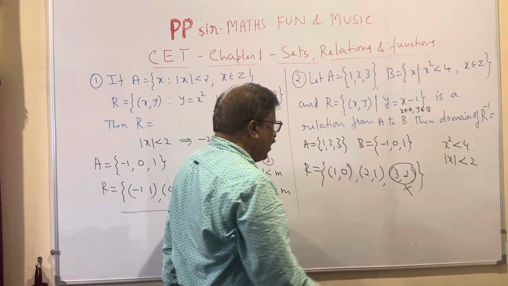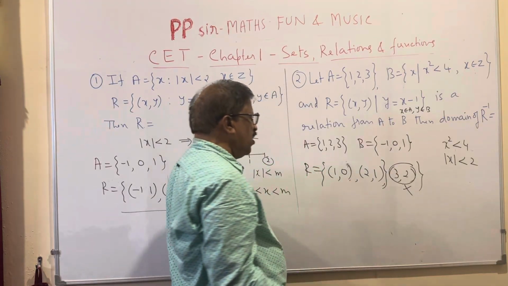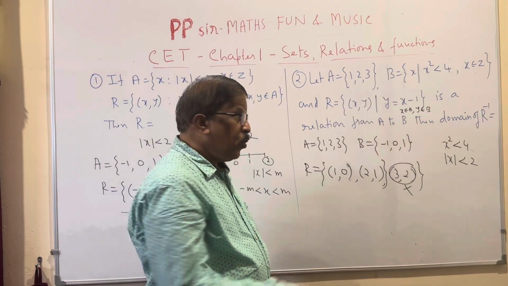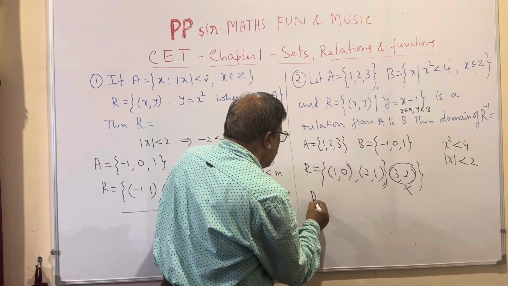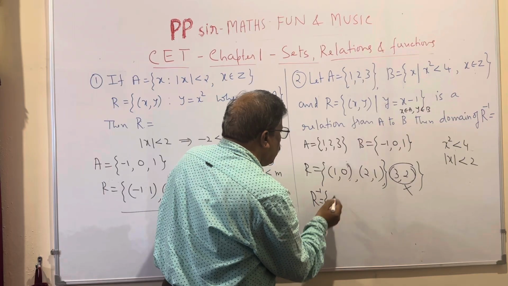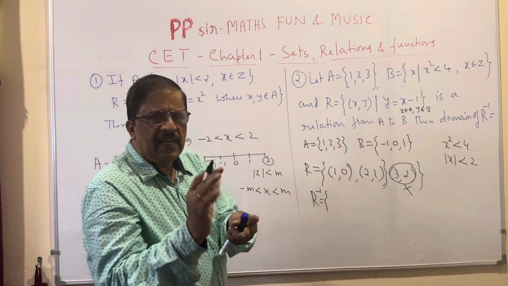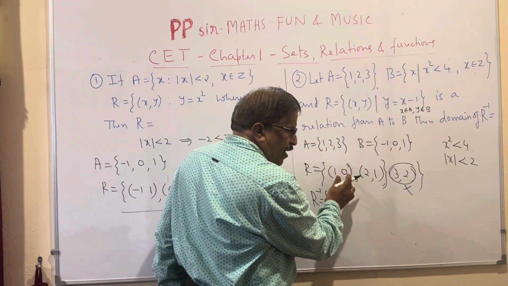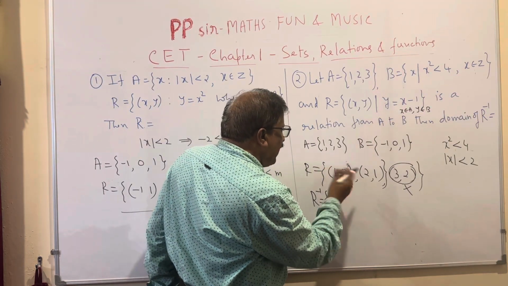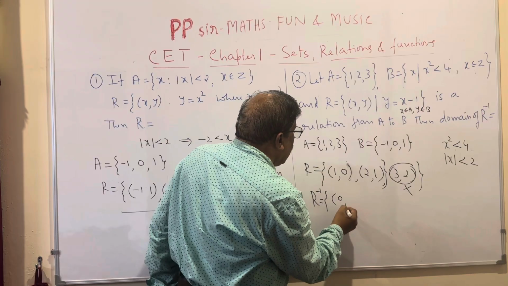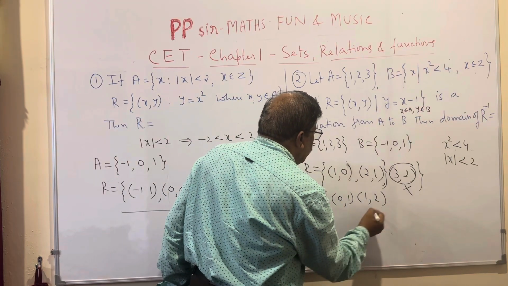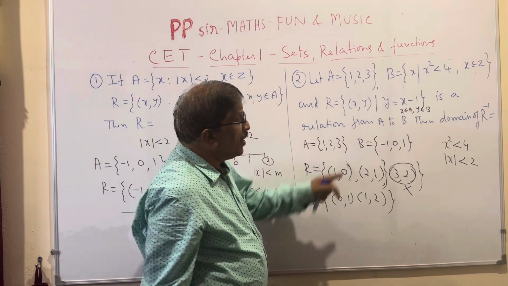So what is in R? R is nothing but only this much: (1, 0) and (2, 1). Correct? So what is R inverse? R inverse means you simply interchange x and y. This is domain and this is range. So you simply interchange, and you get (0, 1) and (1, 2). This is R inverse.